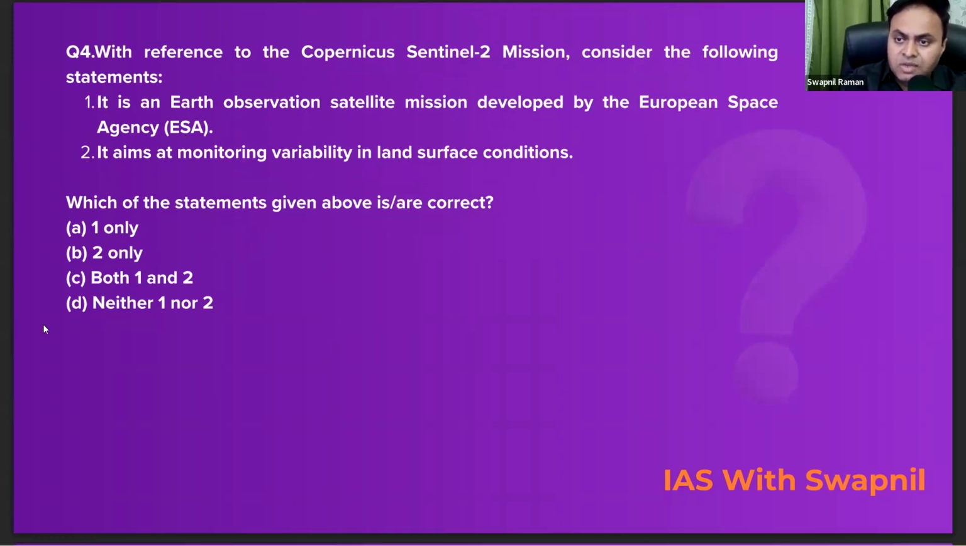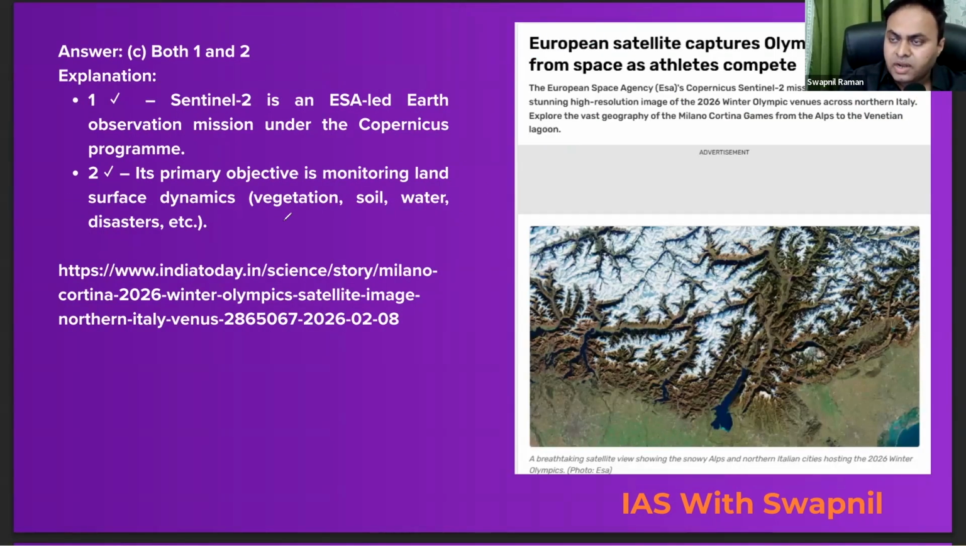So why we picked up this question? So there is a strong reason. So look at the explanation part. Recently, an article was published in India Today which says that the European satellite captures Olympic venues from space as athletes compete. तो विंटर ओलंपिक्स कहाँ होने जा रहे हैं? तो विंटर ओलंपिक्स होने जा रहे हैं नॉर्दर्न इटली में. तो उसके डिफरेंट वेन्यूज को यहाँ पे सैटेलाइट ने कैप्चर किया है, राइट? So I hope you guys understood. So its primary objective is monitoring the land surface dynamics like vegetation, soil, water, and disasters, etc.